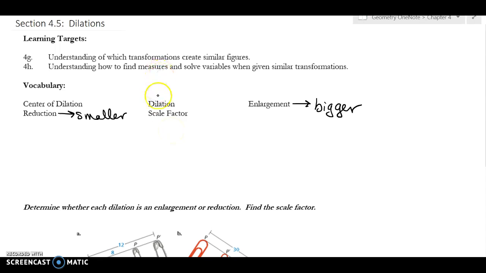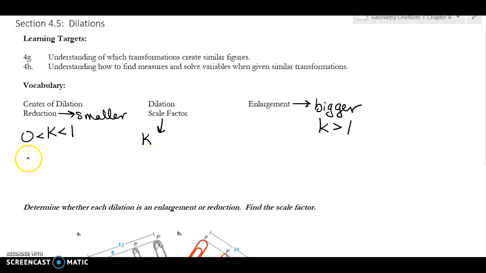The factor that we blow things up by is the scale factor. This is K. So for bigger things, K is going to be greater than 1. For smaller things, K is going to be less than 1. It can't be negative, so it's always going to be greater than 0, but it's going to be some kind of fraction between 0 and 1.